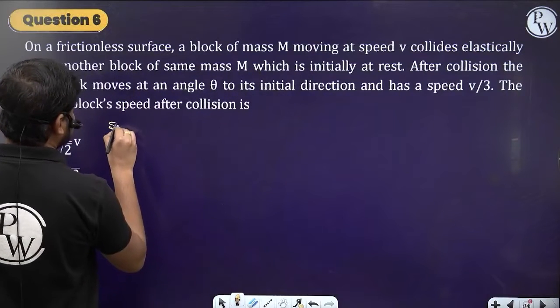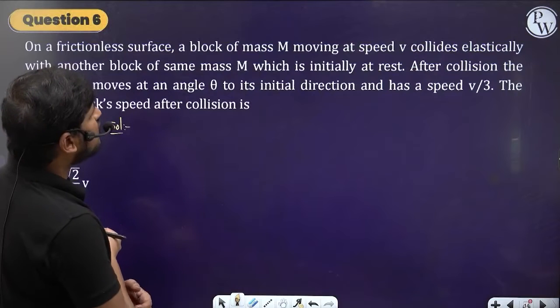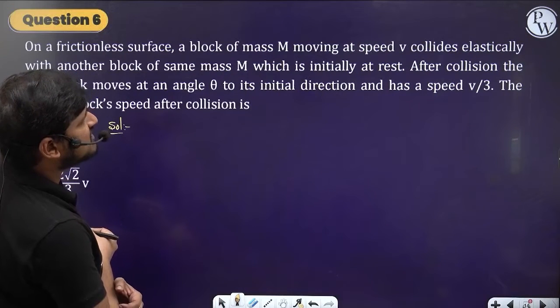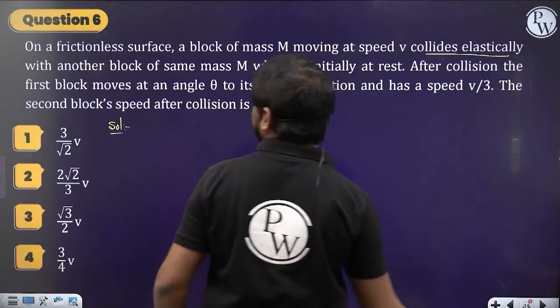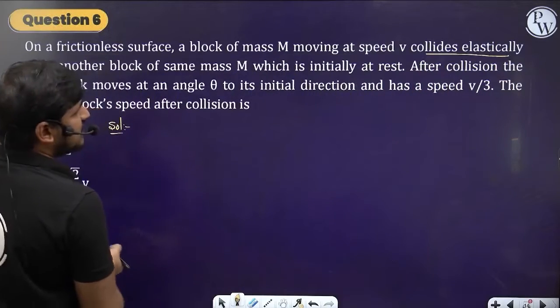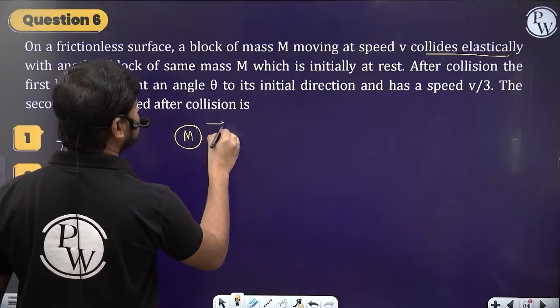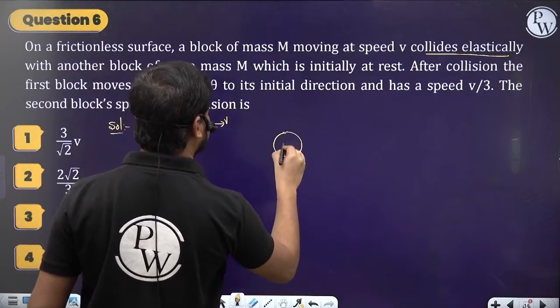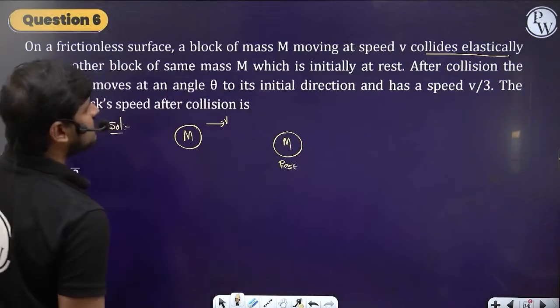What does the question say? On a frictionless surface, a block of mass m moving with a speed v collides elastically with another block of the same mass m which is initially at rest. So this is a capital M mass moving at a speed v, which collides with the same mass capital M, which is at rest.